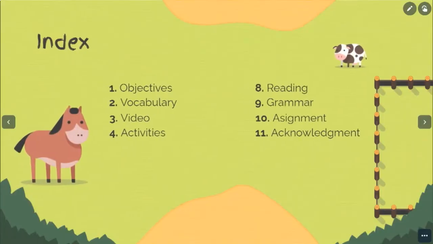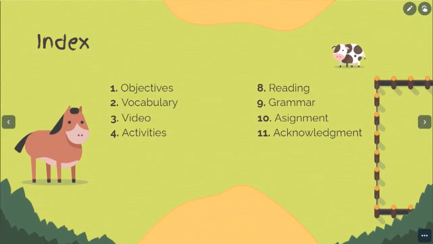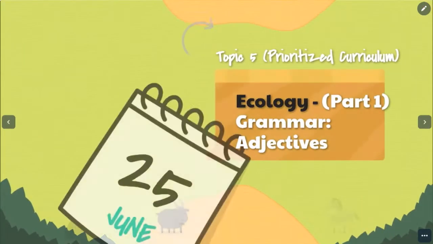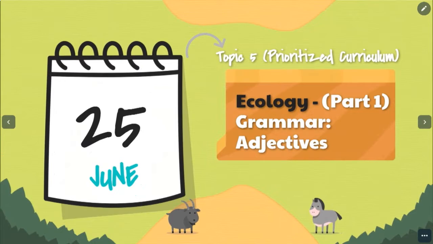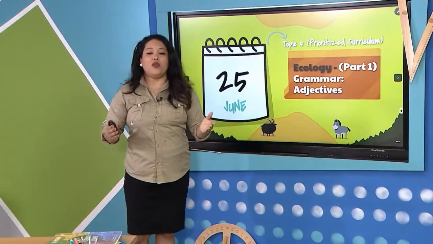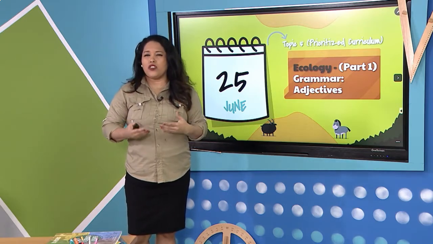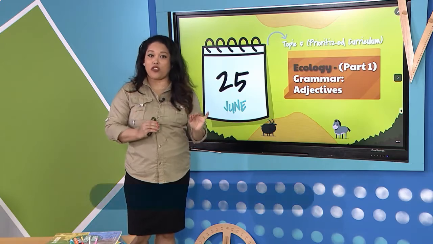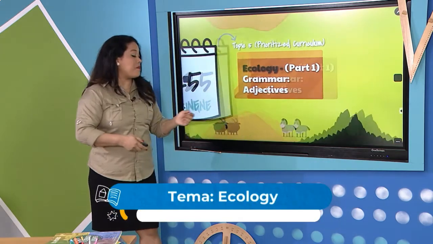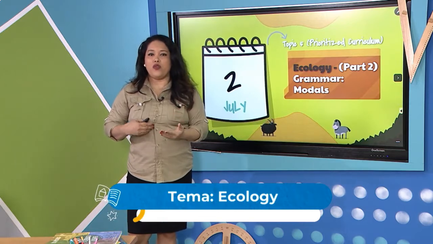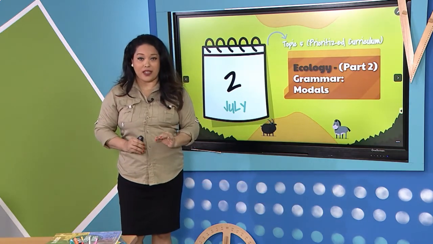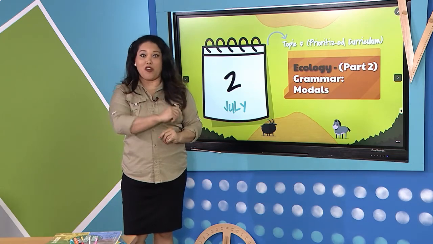During this topic, you are going to practice some vocabulary words, and you are going to watch a video sent by our friends Andrea and Mafre from Mexico, and also you are going to practice some grammar structure. This topic is number 5 from the prioritized curriculum, and it will be divided into 2 parts. We have the first part today, and we are going to practice the use of adjectives, and next week is the second part where you are going to practice the use of modals. So I invite you to not miss these lessons.